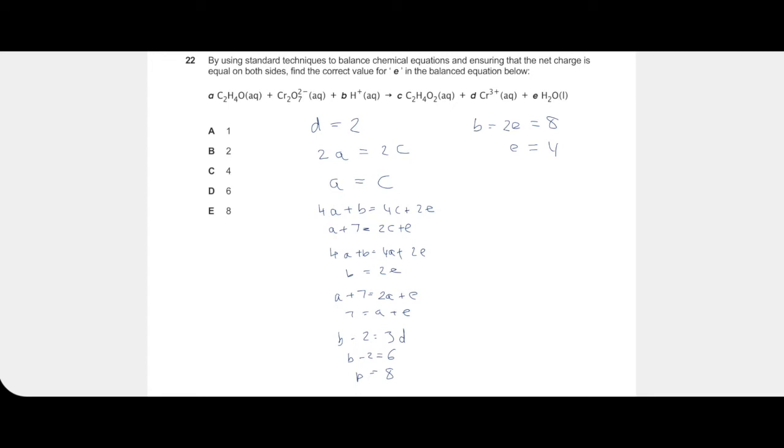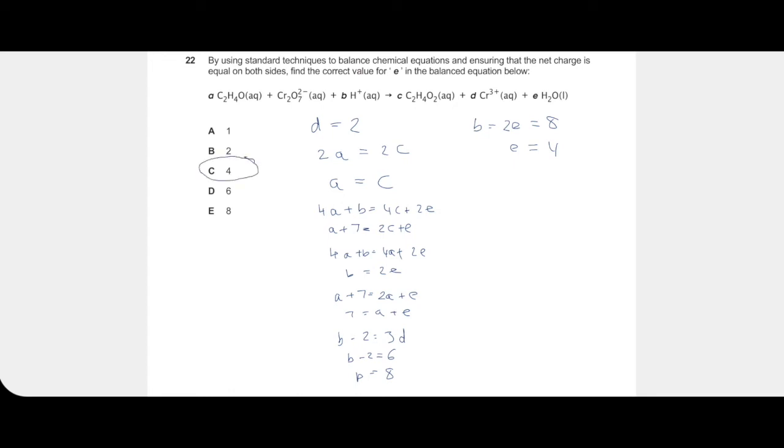And therefore B is equal to 8. And since B is equal to 2E, and therefore is equal to 8, E must be equal to 4. So the answer to this question is C.